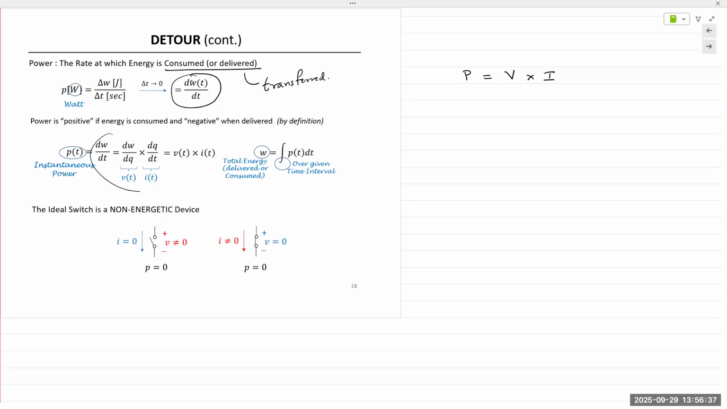The small derivation is shown right here. It's dW over dt, the rate at which the work is done. We can break that up by taking the derivative of the energy with respect to charge, dW over dQ, and then dQ over dt. By the strict definition of voltage and current, those turn out to be V and I, voltage and current. And hence power at any given point in time is the product of voltage and current.